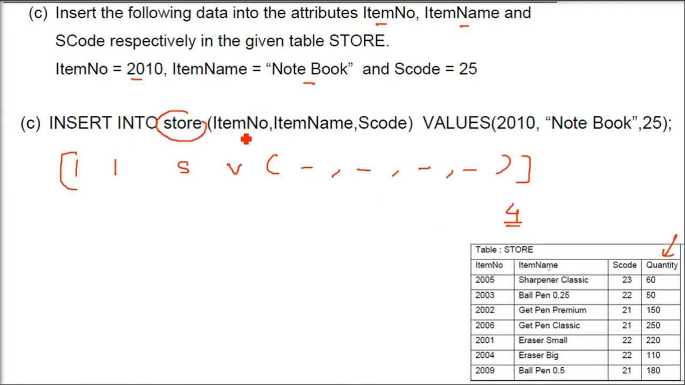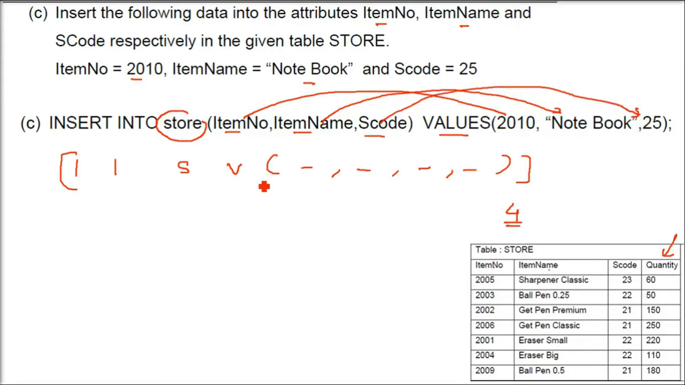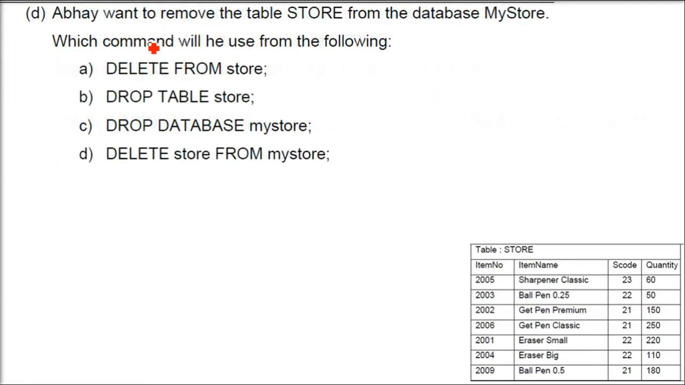So we'll write insert into store. Then you have to specify the column names, item number, and then you have to write values. So for item number, the value will be 2010. For item name, the value will be notebook, and for S code, the value entered will be 25. Normally we generally just write insert into table name values, and in the round bracket we just give the values. Here we don't have to do this. We have to specify the column names and the values.